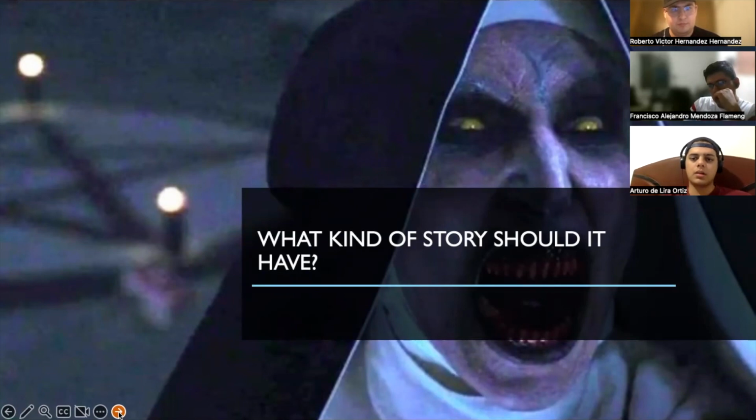Character vulnerability. Characters must be vulnerable and feel threatened by the terrifying force or events. This can be achieved by placing them in a helpless or disadvantaged situation. Isolation or confinement. The story may place the characters in an isolated location, such as a haunted house, a remote forest, or a spaceship, which increases their sense of isolation and the difficulty to escape.